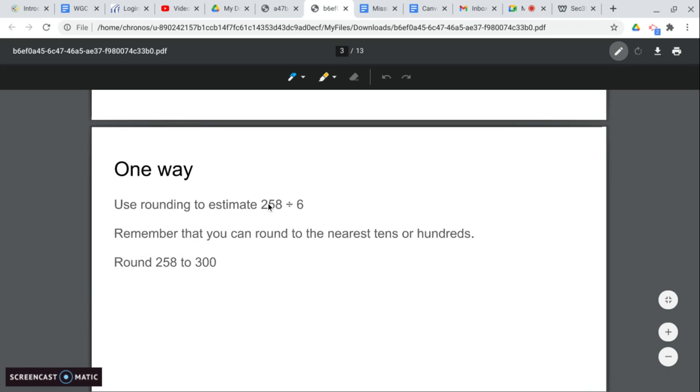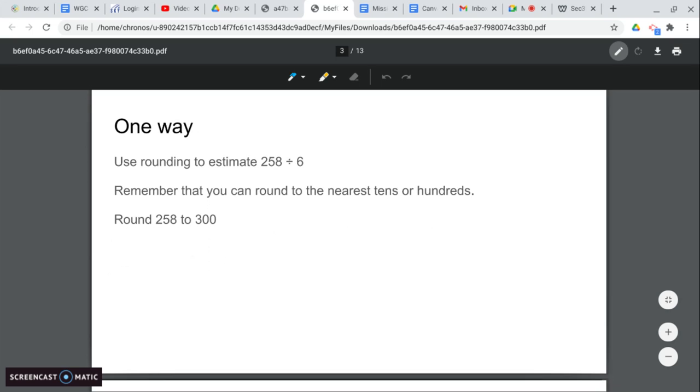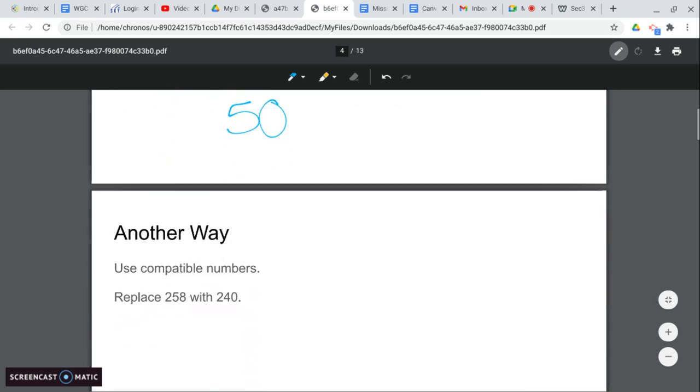So we can take this 258 divided by 6, and we can round. Remember, we can round to the nearest tens or hundreds. So we could take the 258 and round it up to 300. So now we have the problem 300 divided by 6. Well, 30 divided by 6 is 5, and then we put our 0 on, so it'd be about 50.